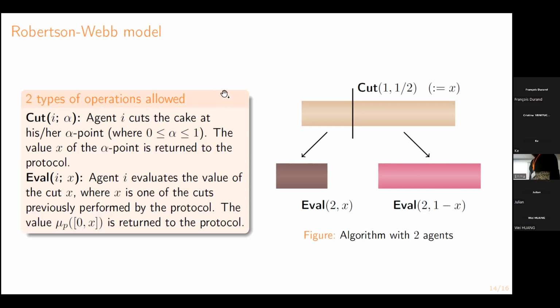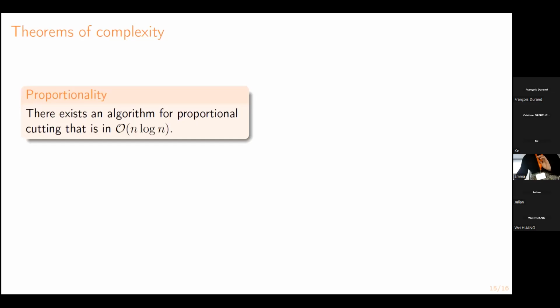It's quite uncontested in the literature. I've only seen one article that says there is a model that takes into account the operations the mediator does to compare things. But yeah, this is the model we take into account when we talk about complexity. And so for proportionality with this model, there exists an algorithm that is big O of n log n. It's the one I showed before.